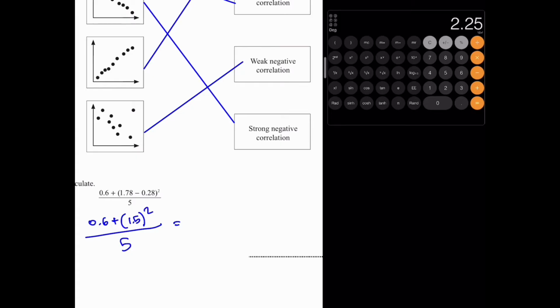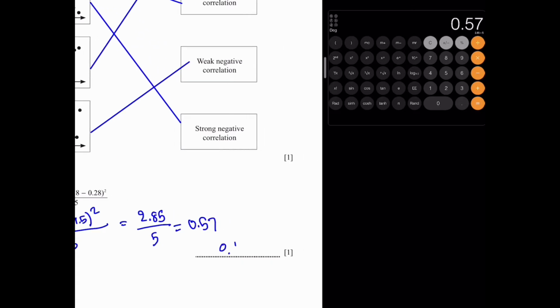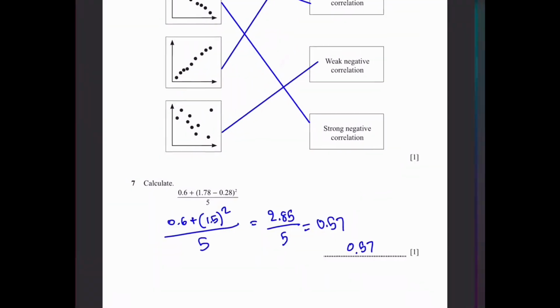2.25. And then we add 0.6 to it. 2.85. So 2.85 on the numerator divided by 5 denominator. We get 0.57. That's the answer. Let's go to question 8.